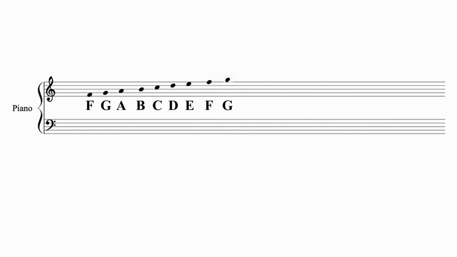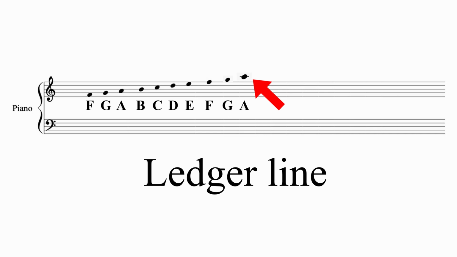But what happens if you want to continue after the G? To have an A, there are no more lines. Well, we are simply going to add an extra line. This short additional line is called a ledger line, and this note is an A.